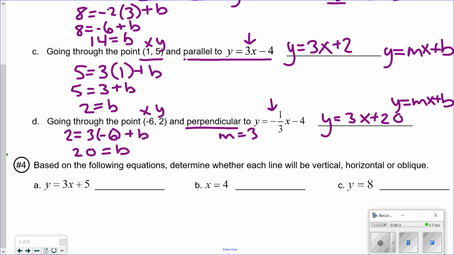Based on the following equations, determine whether each line will be vertical, which would be going this way, up and down, horizontal, which is going to be left and right, or oblique. Oblique just means slanted, so a normal line that we're used to. So for part A, what type of line would we have here if we graphed it? It would be oblique.